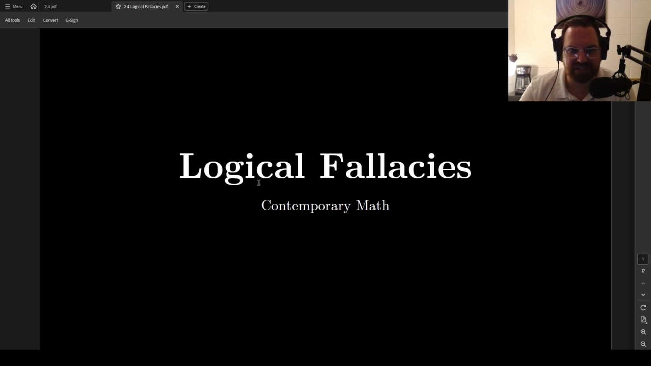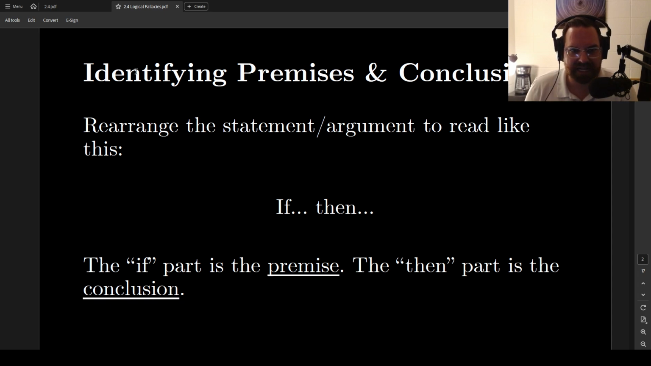that has a few different examples. Okay, so what I want to do is look at the premises and the conclusions. Every single statement or argument relies on a set of premises, and then ultimately you come to a conclusion based on those premises.